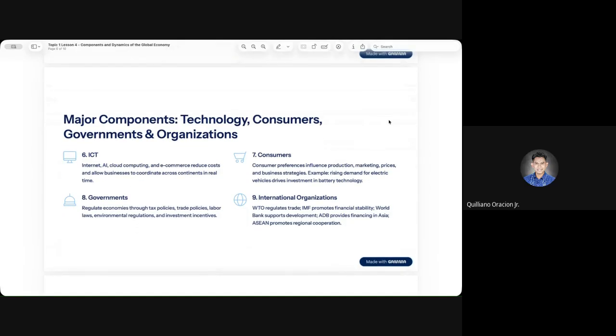Let's proceed to transportation, technology, consumers, governments, and organizations.